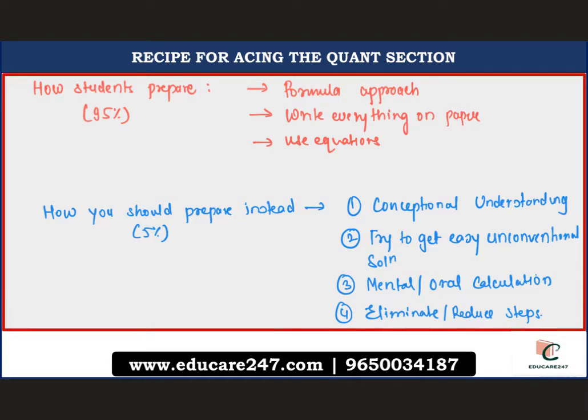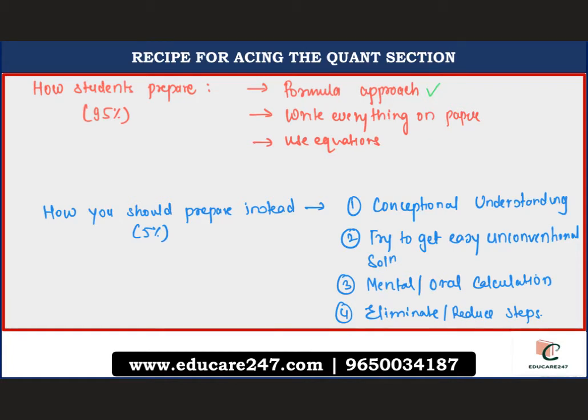The difference being, the students in the 95% bracket use the formula approach, right? They get a formula book, they get taught the formulas in the coaching classes, there's spoon feeding done. All right, they write everything on paper because we are habituated right from school to writing each and every step and getting marks for that. CAT does not do that.